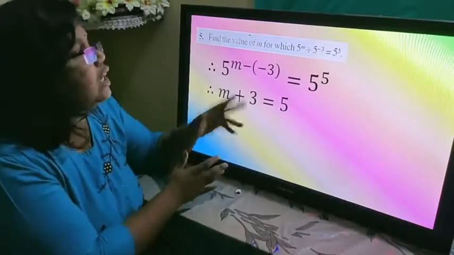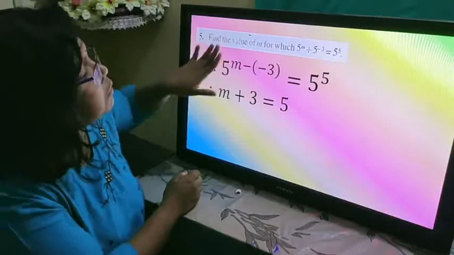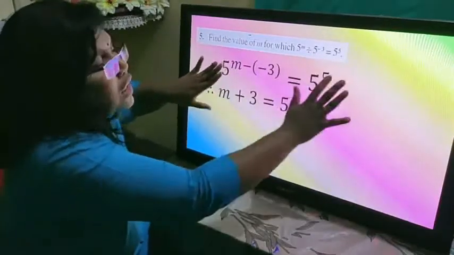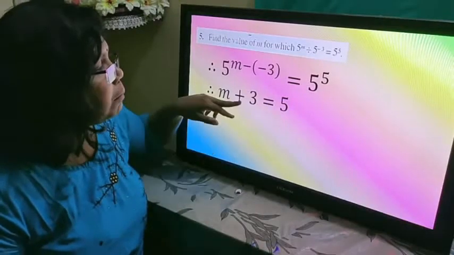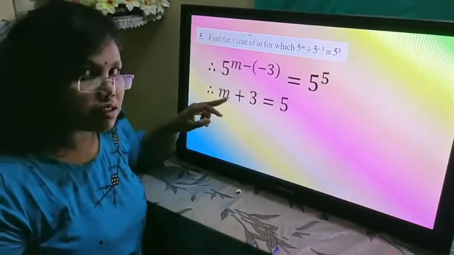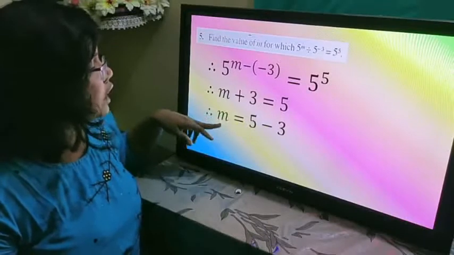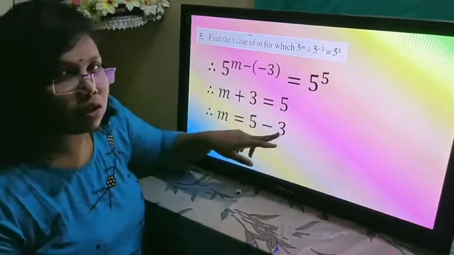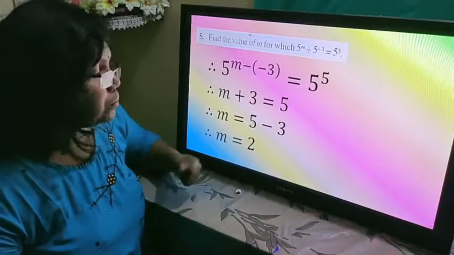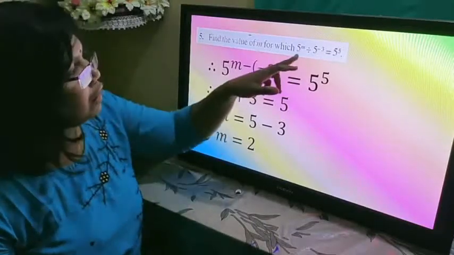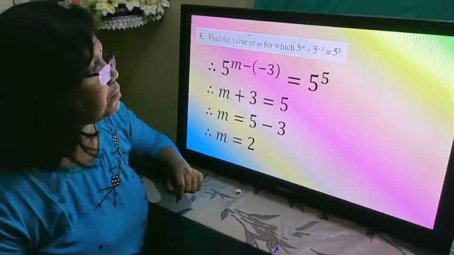Here we have to find the value for m. Forget the bases. This is the expression, so we have taken it out. So m plus 3 equals 5. Why plus 3? Because minus and minus becomes plus. So m plus 3 is 5. That means m equals 5, and this positive 3 goes to the other side and becomes negative. So m equals 5 minus 3, that is 2. So the answer, the value for m here, is 2.